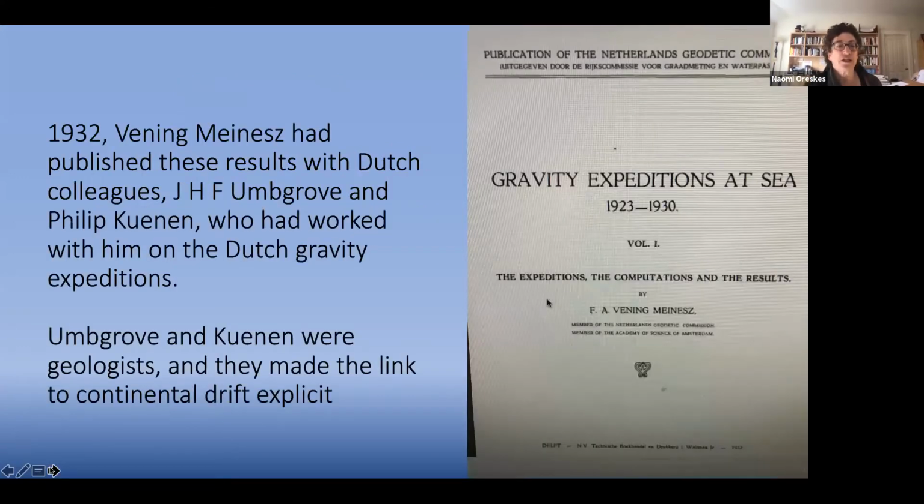Now, in 1932, Vening Meinesz had already published these results with two Dutch colleagues, J.H.F. Umbgrove and Philip Kuenen, who had worked with him on the Dutch gravity expeditions. In Vening Meinesz's writings, you see him being a little cautious about the whole idea. He thinks there are convection currents. He's not sure if they would cause continental drift, but Umbgrove and Kuenen are sure. They are geologists and they make the link explicit.